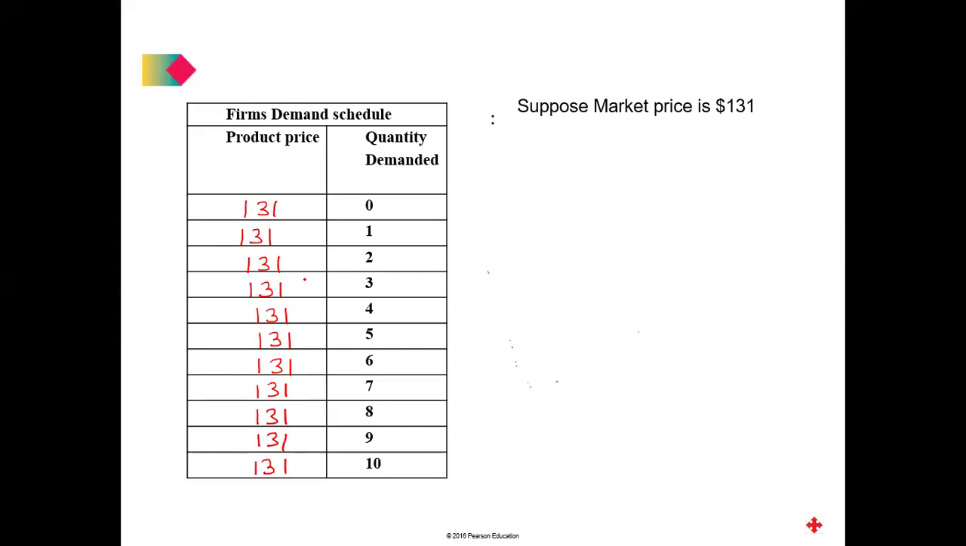So the single seller takes the price as given by the market, and at this market price, he can produce as much as he wants. He can produce 1 unit, he can produce 6 units, or he can produce 8 units. He has no control over the price. He's a price taker, but he can change his output level.